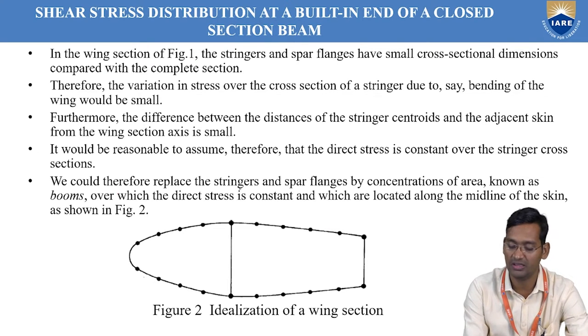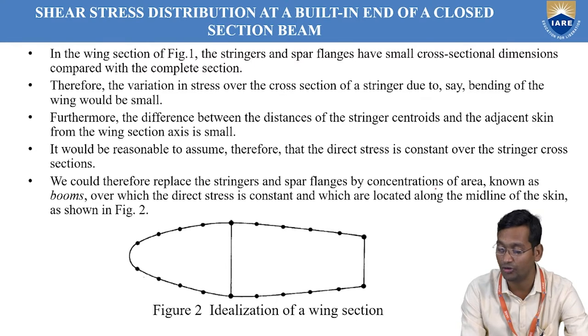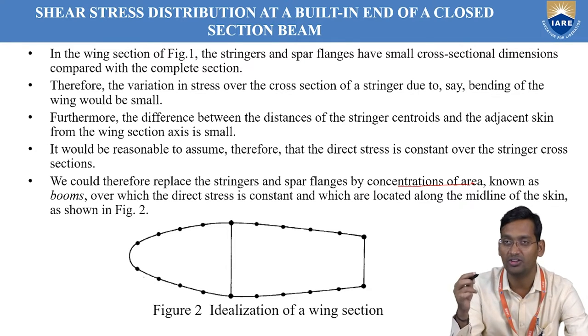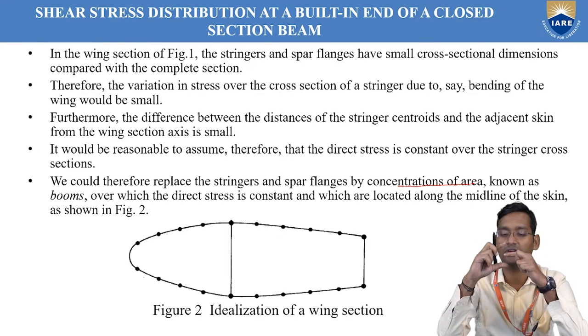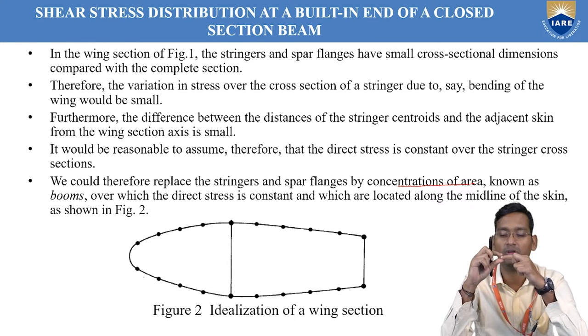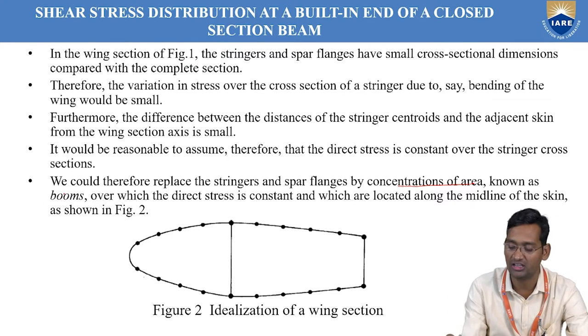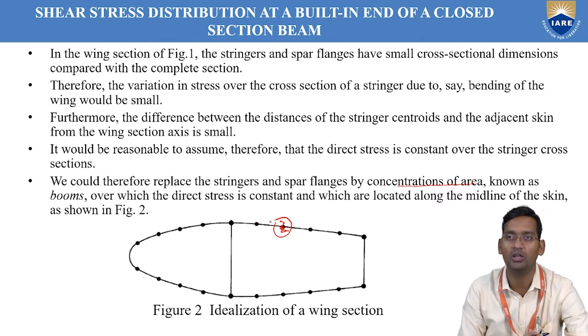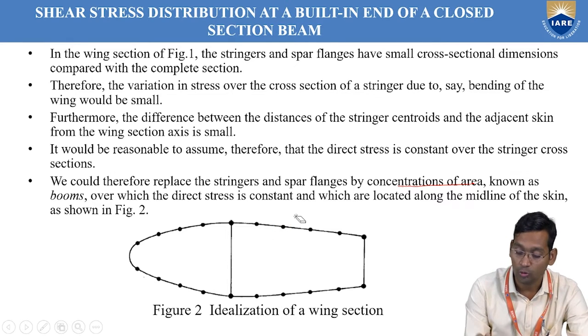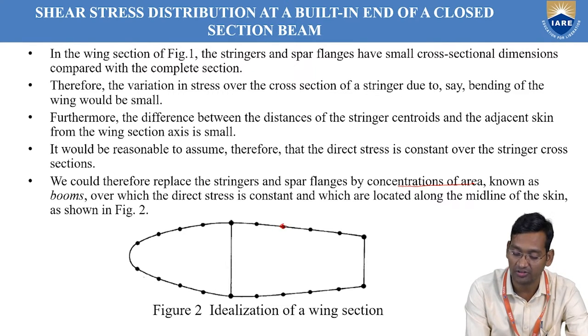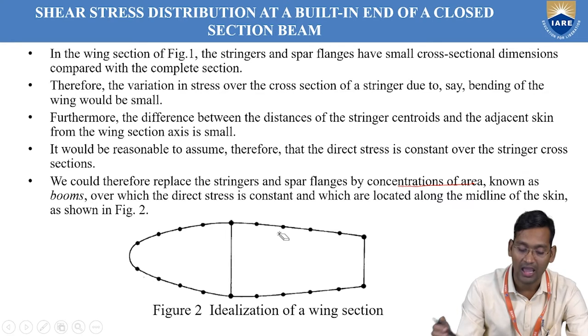Thus we would replace the stringer and spar flanges by concentrations of area. Suppose this size is there and here is the center; we just concentrate all the area here, at this point only. Suppose the stringer was like this, wherever it is, almost it will be here. At the center we are assuming that the whole area is concentrated, and this dot, above and below this line, is called a boom.